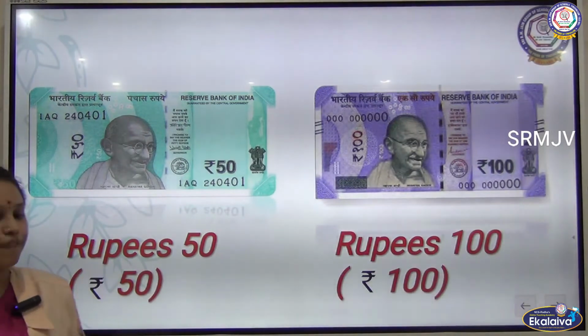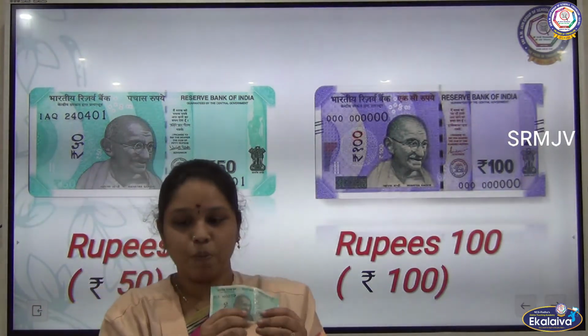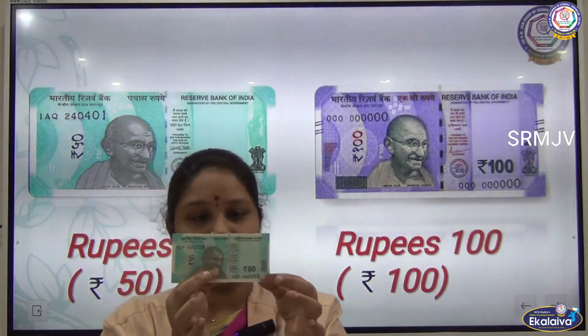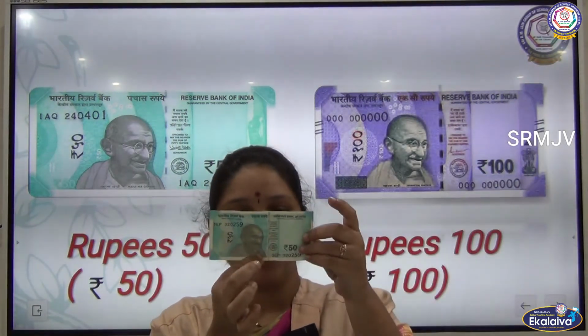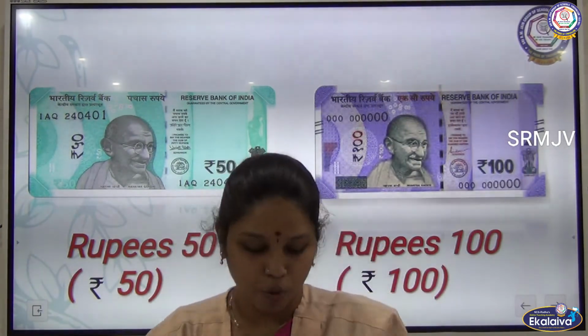And the next one is 50 rupees. Okay, we can see the 50 rupees note. In 50, this is a new one. Okay, this note is the new one. This is 50 rupees. You can see the value 50. Okay, this is 50 rupees note.